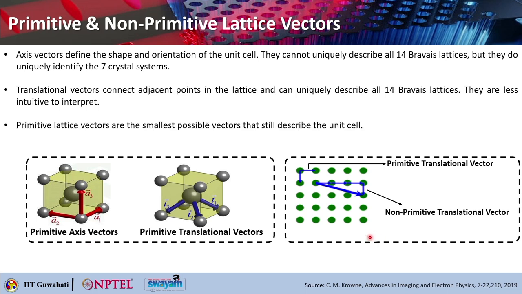So here you can see that when you talk about a primitive lattice, they are basically the smallest possible vectors that can describe the unit cell. Almost always when we use the label lattice vector, that refers to the translational vectors like this. We do not talk about the primitive axis vectors, and this is not the smallest one, so this will not be considered a primitive translational vector. The primitive translational vector is basically the smallest possible vector.